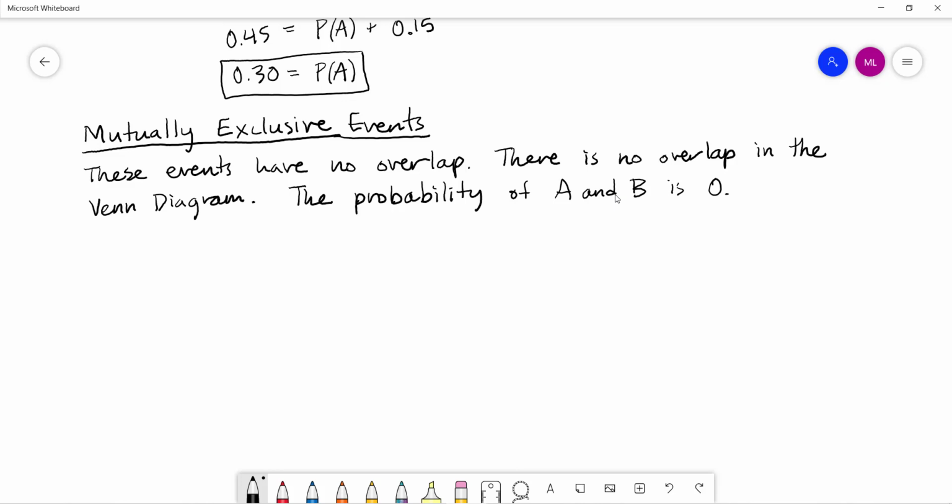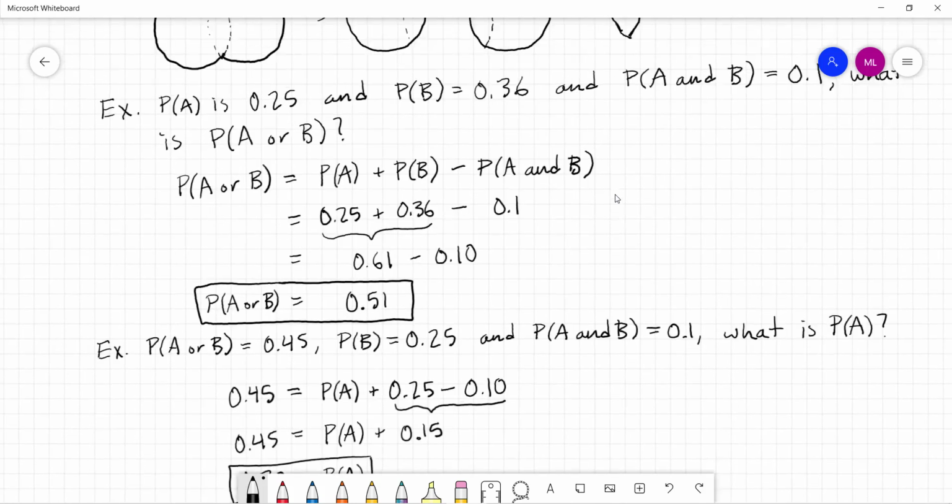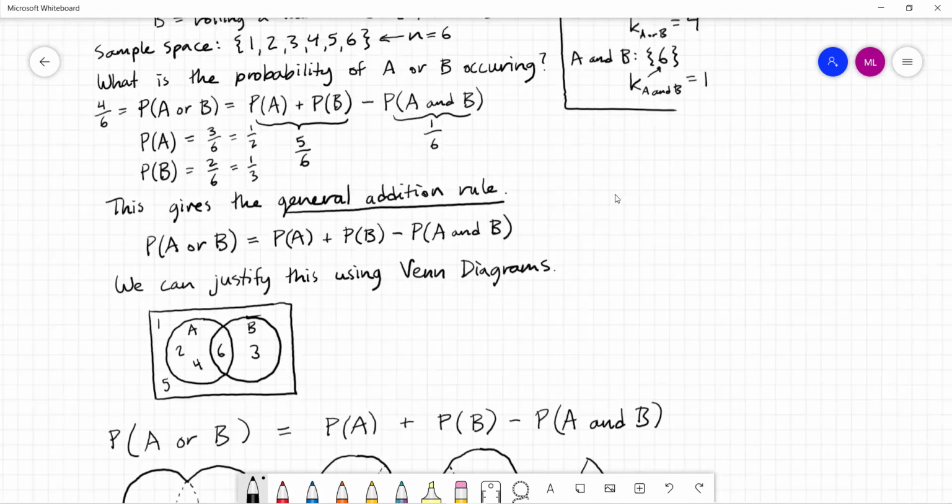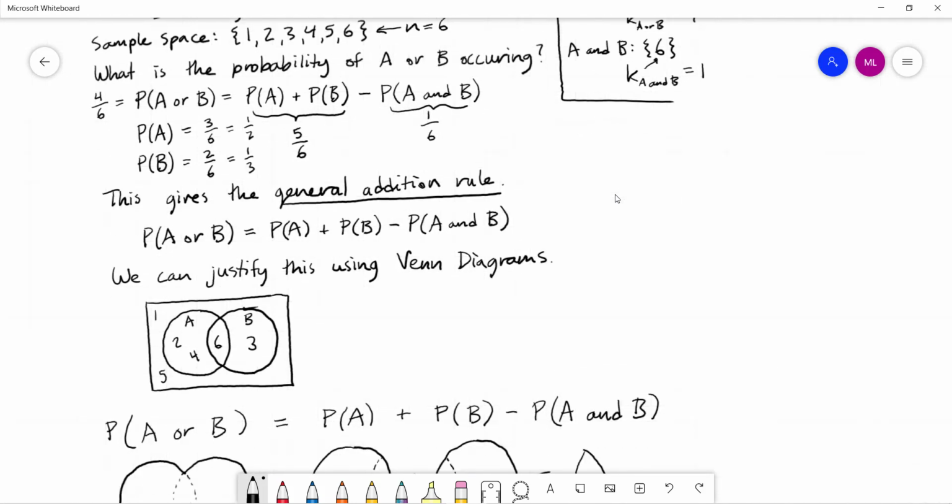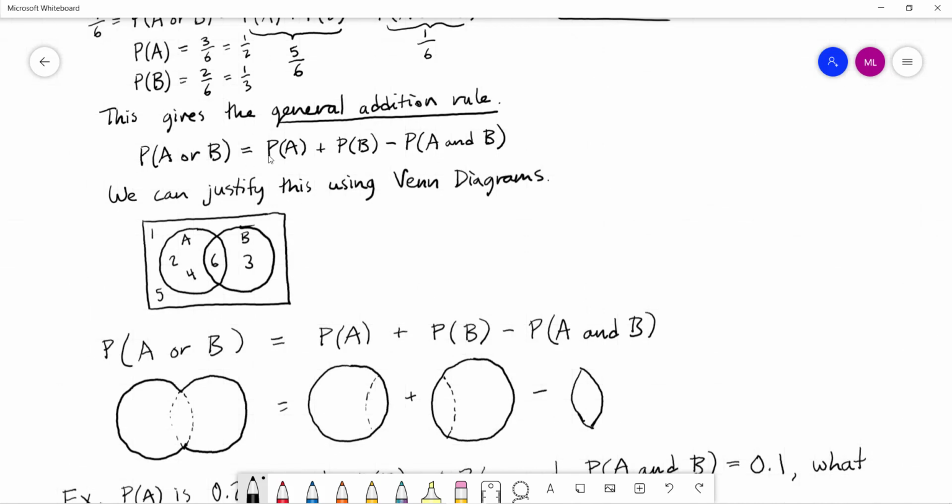So that's the picture. And what that means is if we're applying this idea to mutually exclusive events up here on the general addition rule, we can just add these two values together because there is nothing in the overlap, nothing gets double counted, so we can just leave this part off. The probability of A and B will be 0.